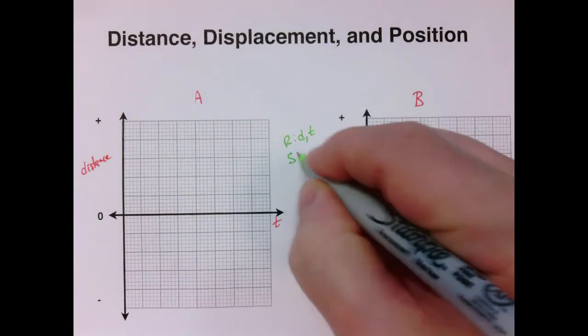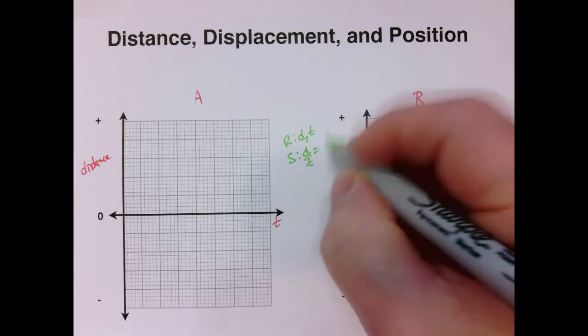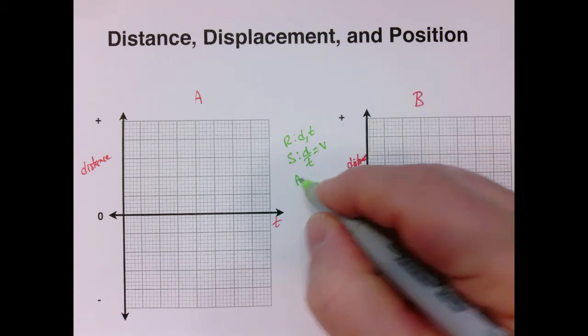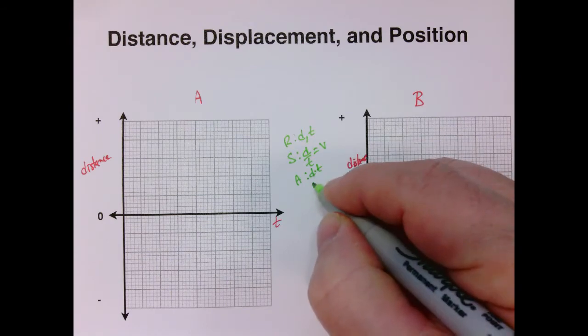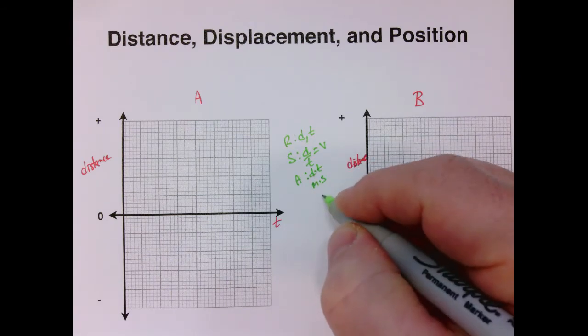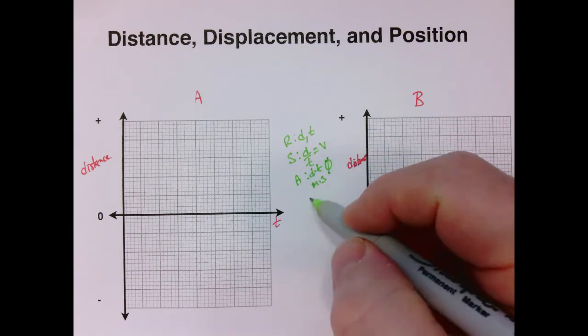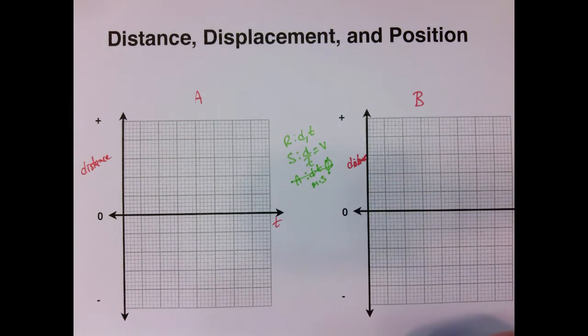The slope gives us d over t, which is the velocity, or the speed, excuse me. And the area is distance times time, which is meters times seconds. Meter seconds means nothing. So in this particular case, a distance time graph means the area gives us nothing of consequence.